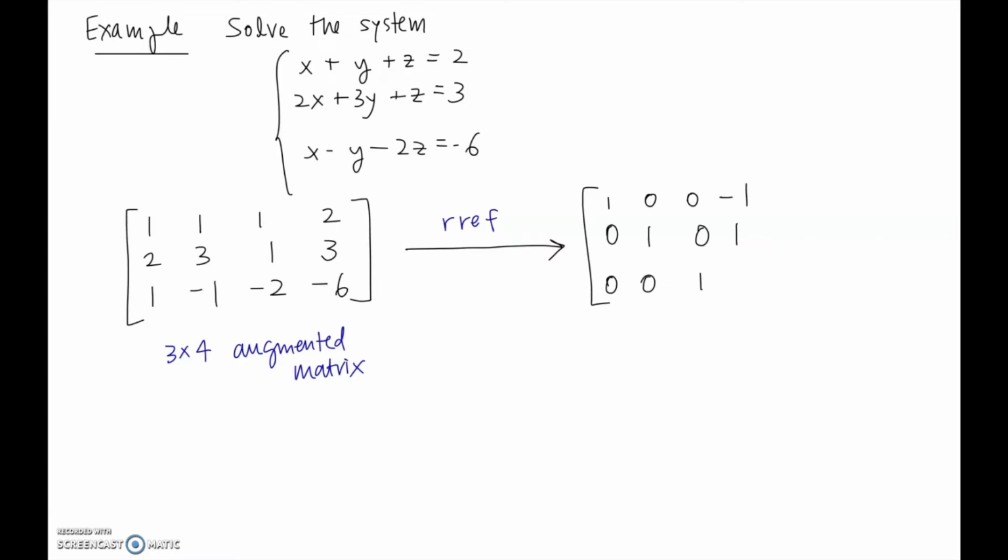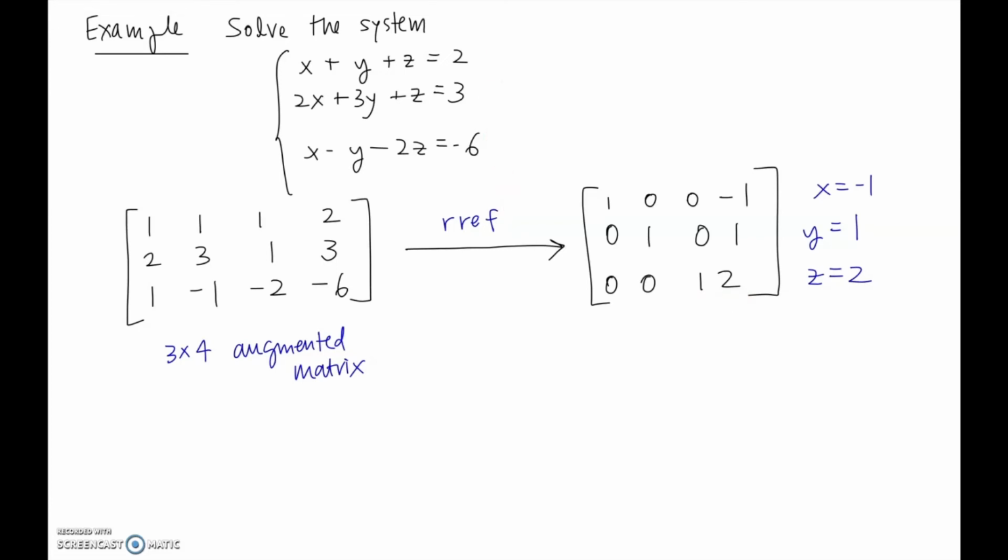0, 0, 1, 2 for the last. So a lot of work was going on in here. We just let the calculator do it. But this will tell us that 1 times x equals -1. So that tells us that x equals -1. And then this second row tells us that 1 times y equals 1. So y equals 1. And the third row tells us that 1 times z equals 2. And so z equals 2. This is the solution to this whole system.